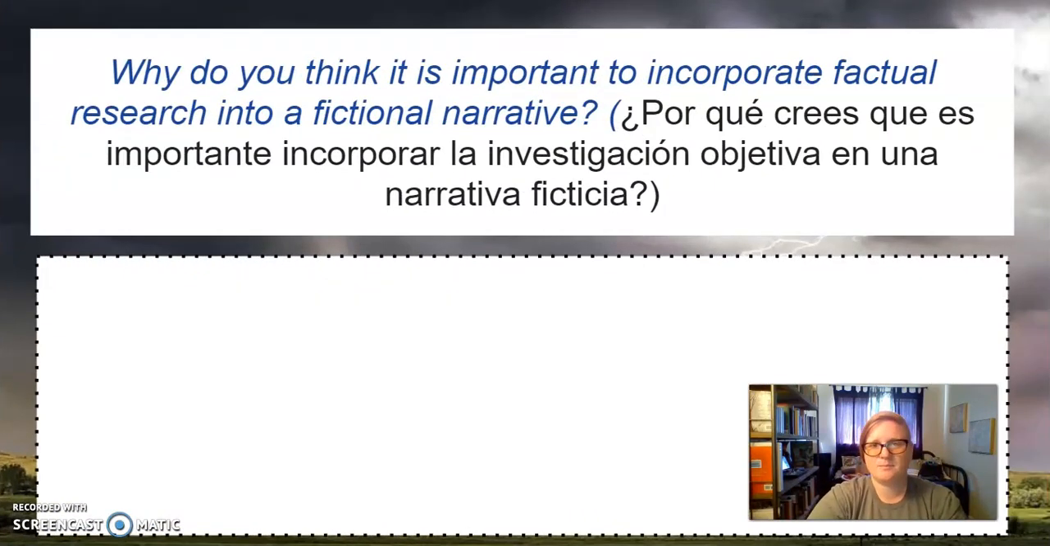So why do you think it's important to incorporate factual research into a fictional narrative? So what this means is, why is it important to include things that are real when making this narrative?